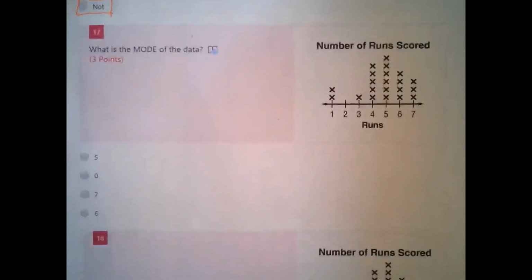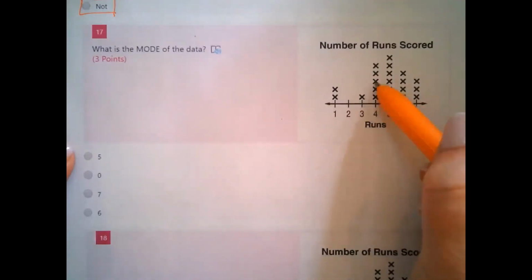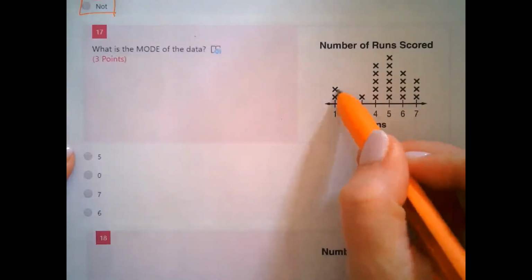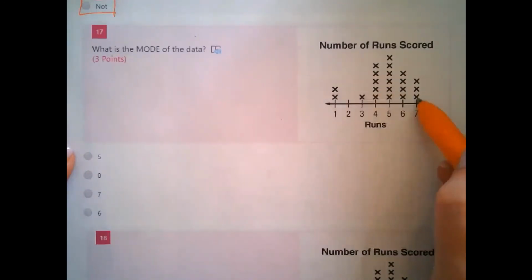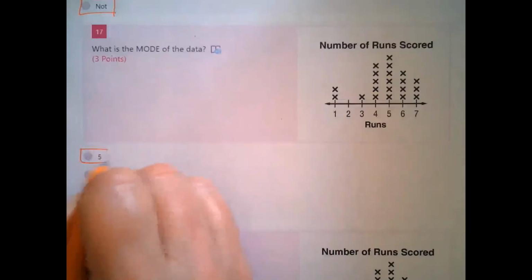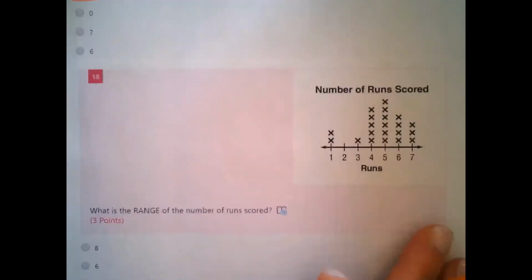All right, let's take a look at question number 17. The number of runs scored. So each of these represents a person who scored runs. Okay, this person scored 1 run, this one scored 1, this guy scored 7 runs, and so did these guys. The question is, what is the mode of the data? So the majority of the people who were involved in this survey scored 5 runs. So that is the mode. Okay, the 5 is the highest bar that we've got in our dot plot or our line plot.